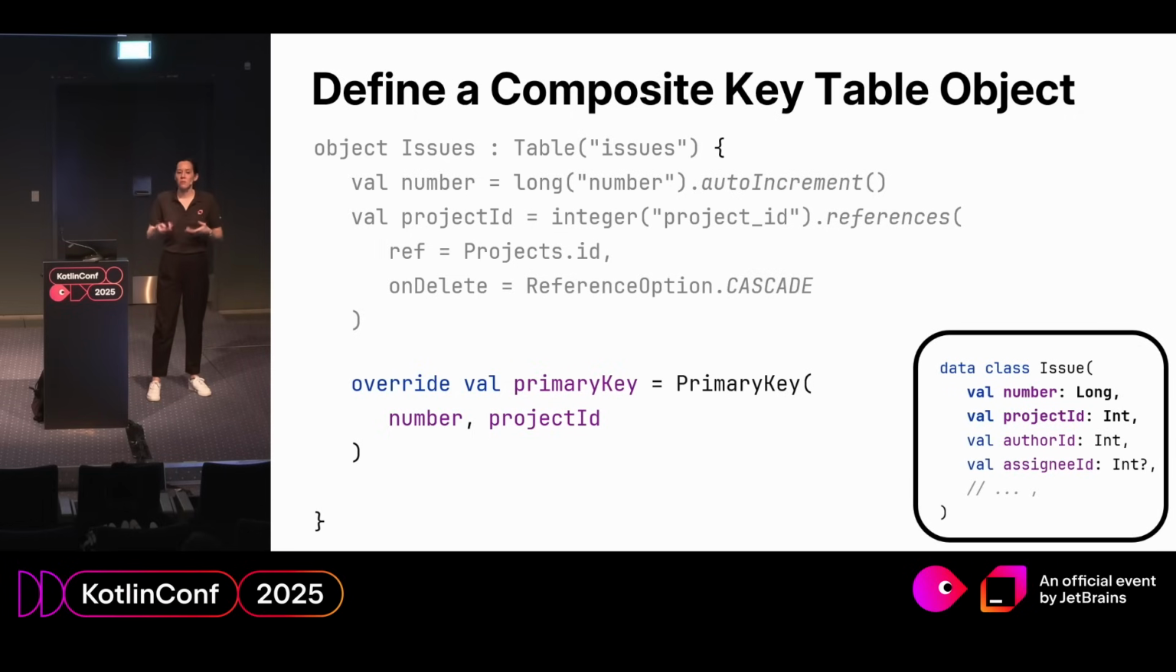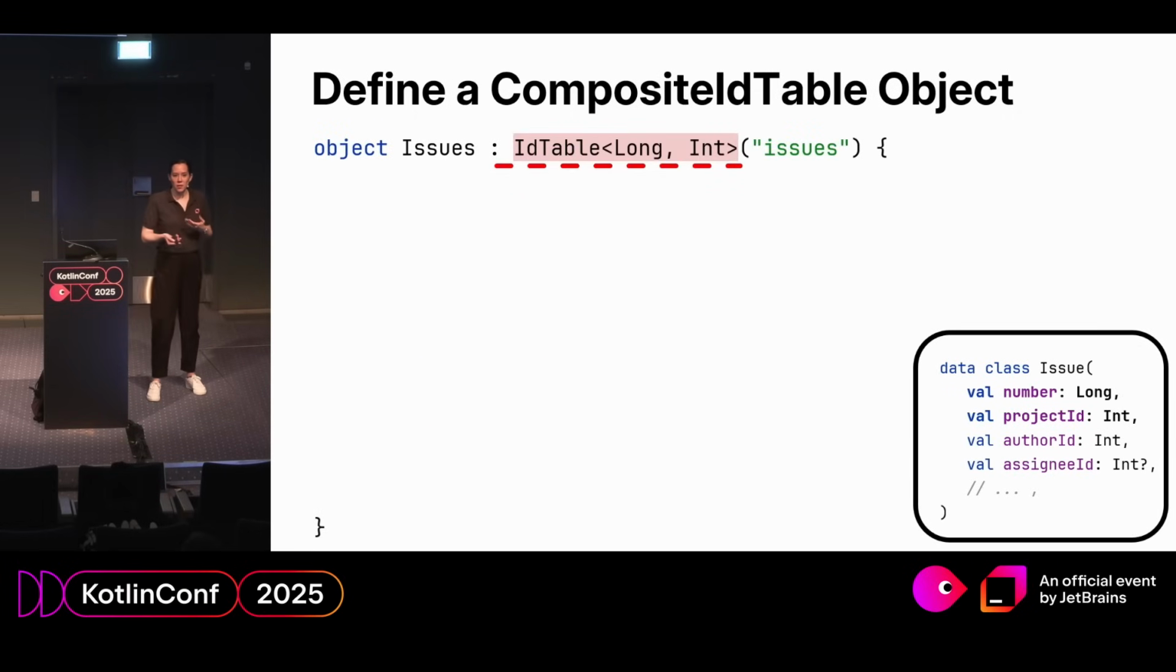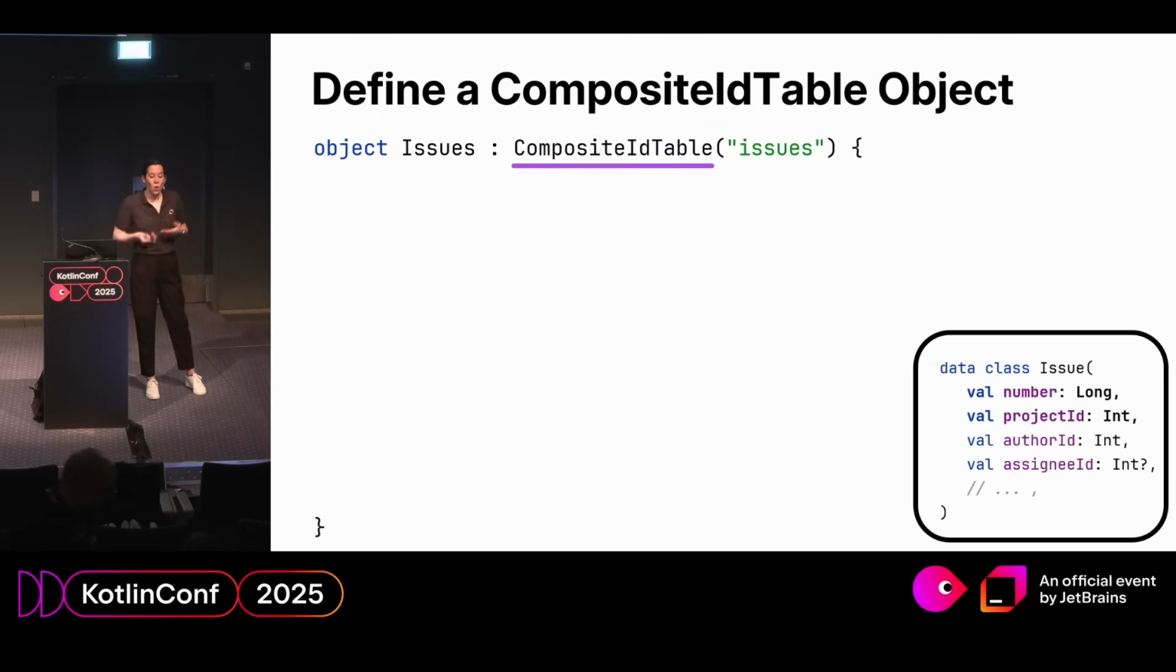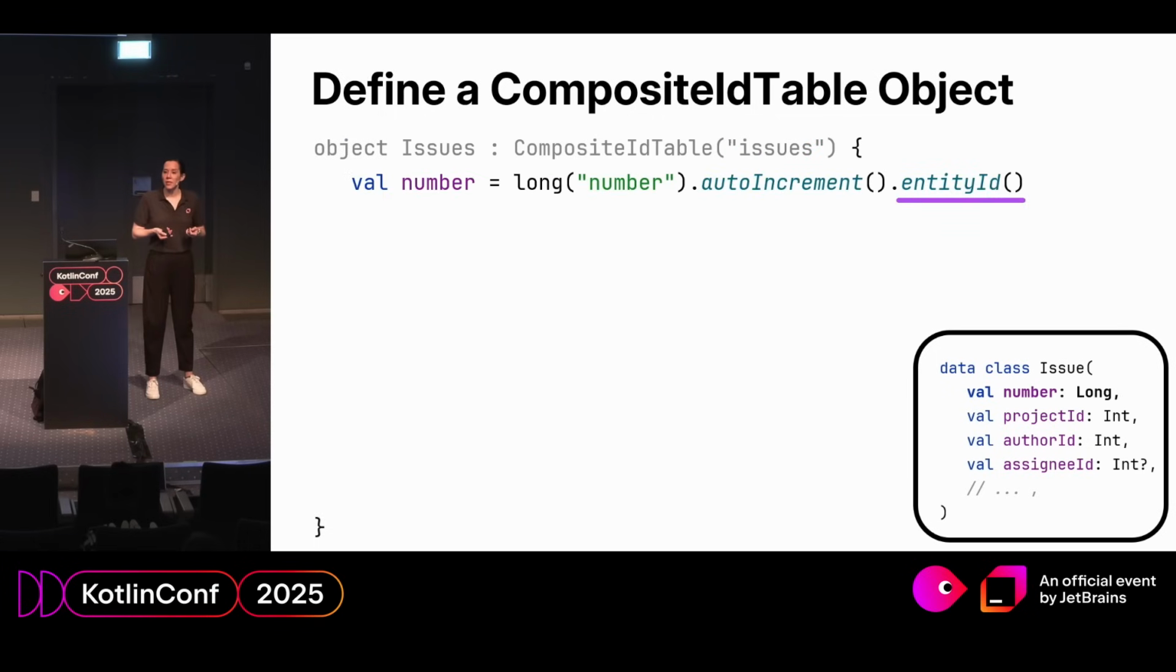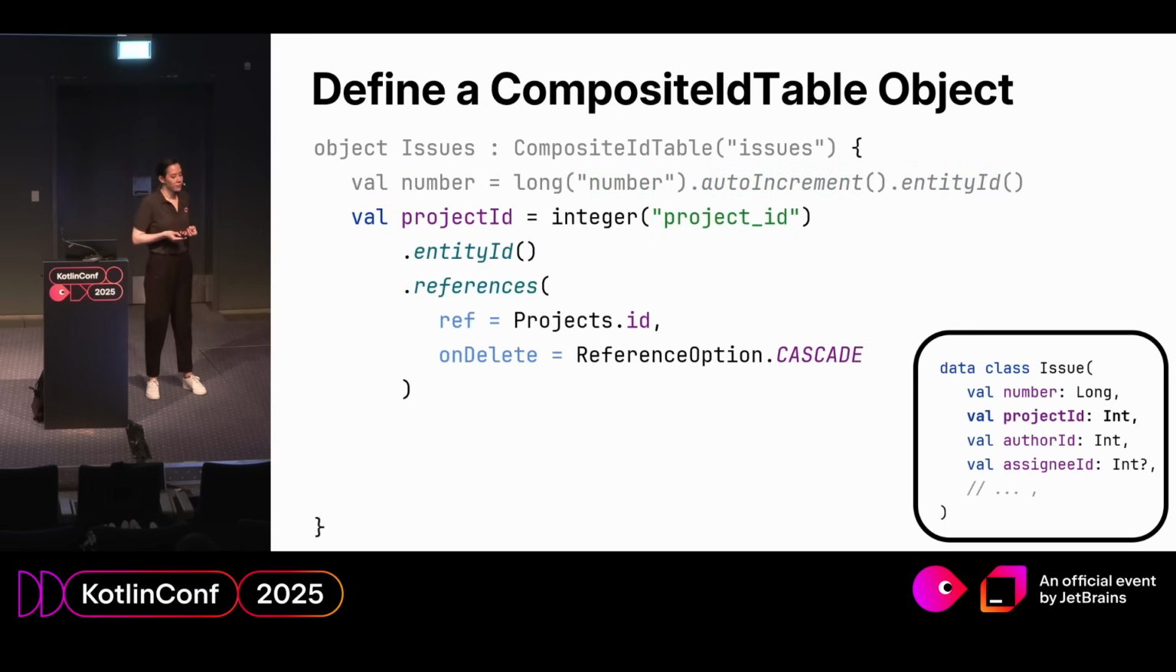But what if we wanted to make this compatible with DAO? We could attempt to do something we saw in the past. We could take the ID table and pass two different types. Or we could now use the composite ID table directly, which does that for us. So what do we do to set it up? We just create the same column that we were interested in, but we tag it as entity ID to make sure that we know that it is the ID column.